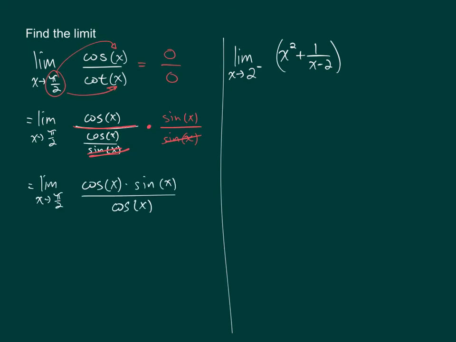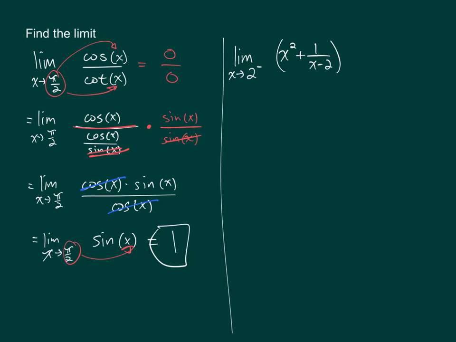So here, now that the limit is rewritten, you can see pretty clearly that a cosine can be canceled, and now I can write the limit as x approaches pi over 2 of sine of x, and I can directly substitute this in now and get an answer of 1, because the sine of pi over 2 is 1.